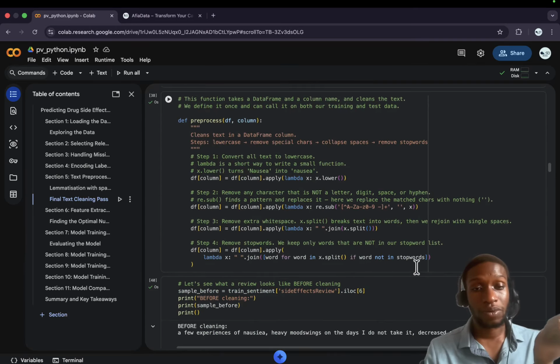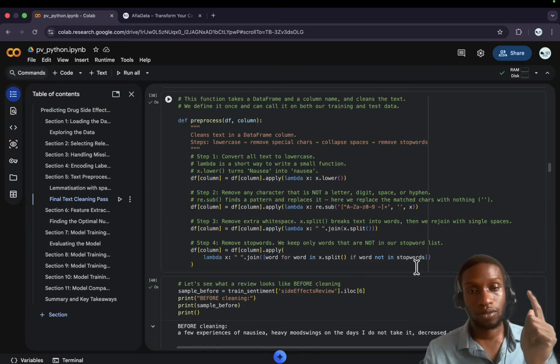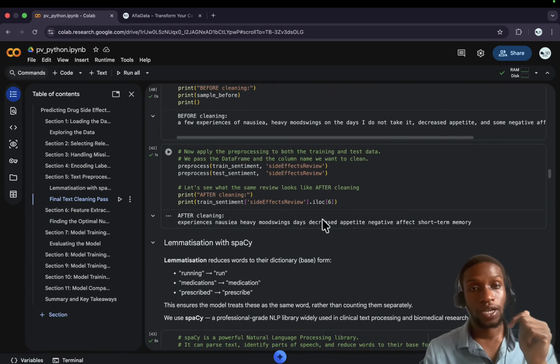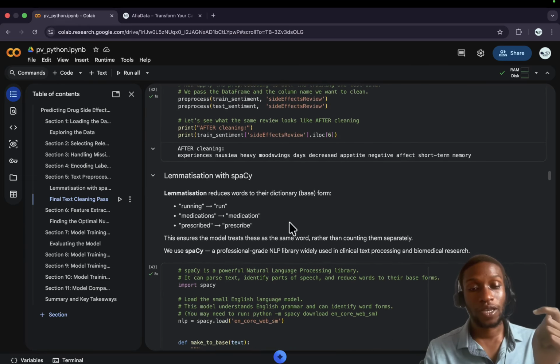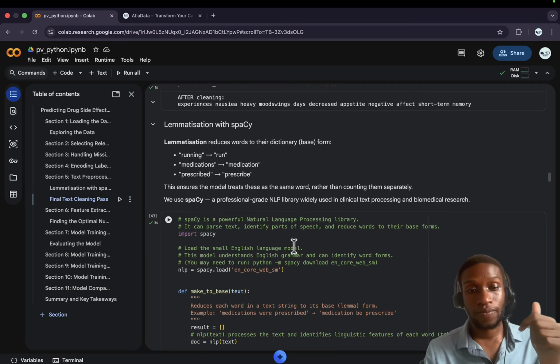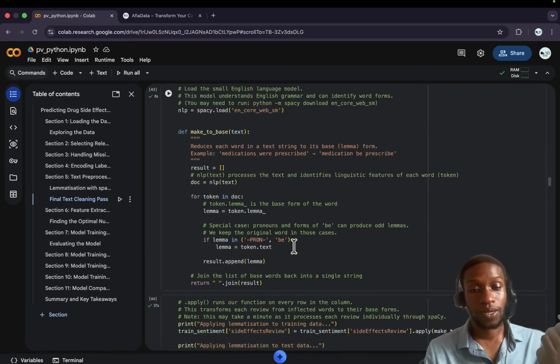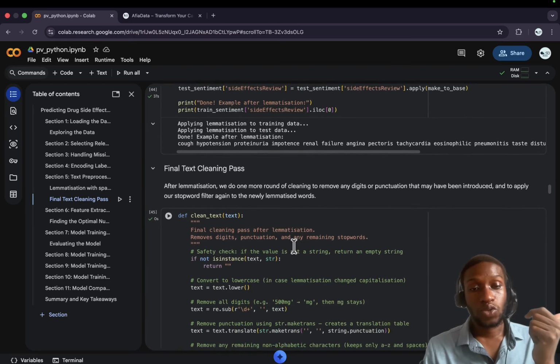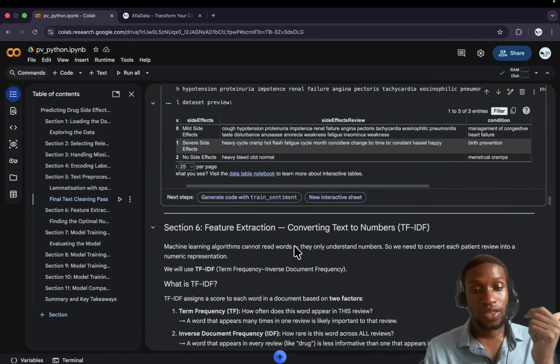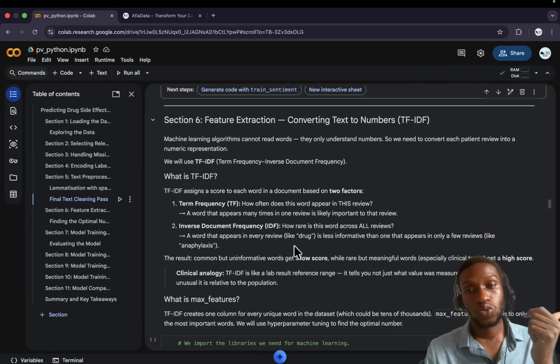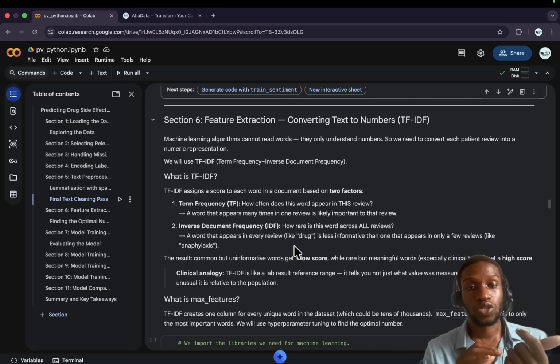So if you can't remember much from this video, just remember that short summary that I've given you. And you can run this cell over and over again, or this notebook over and over again, to understand what's happening. Okay, so we've done that. We've cleaned that. Next goes to feature extraction.